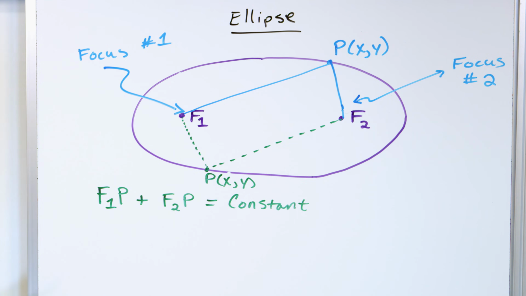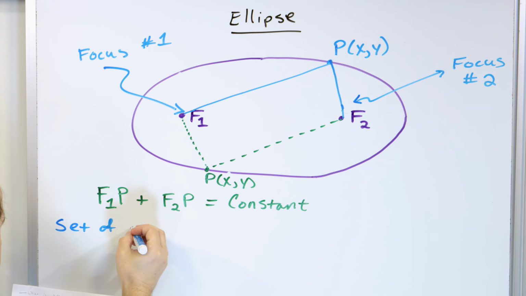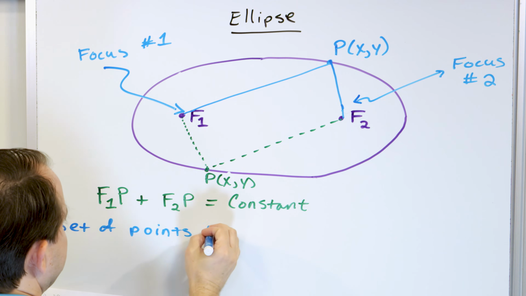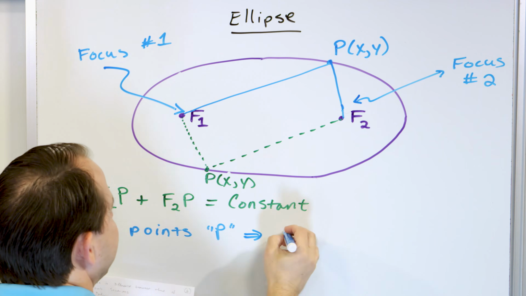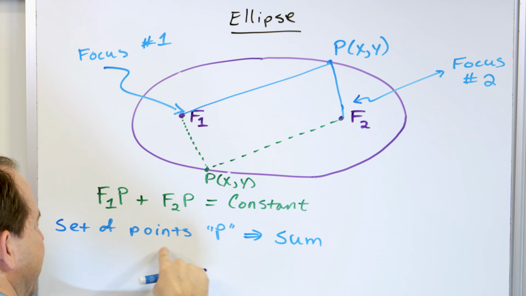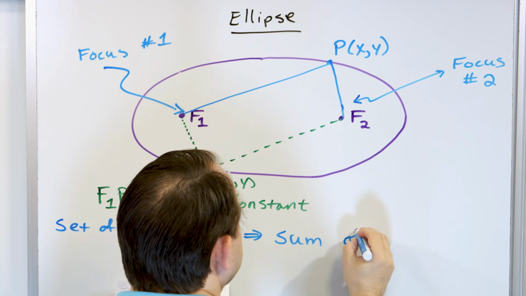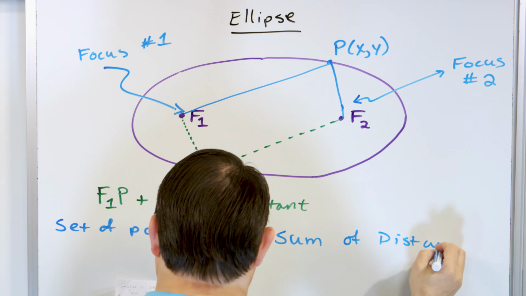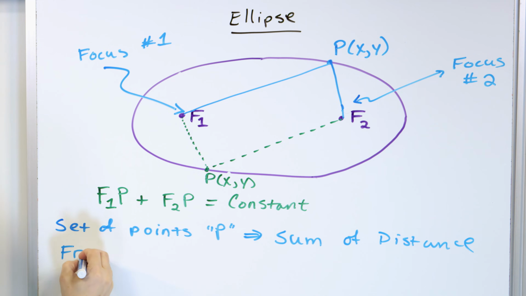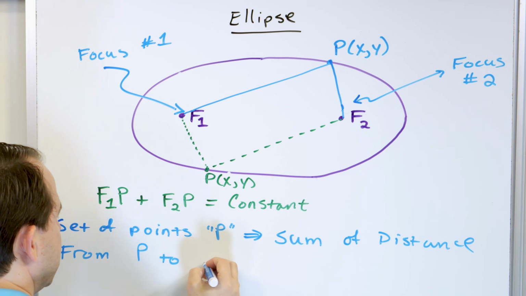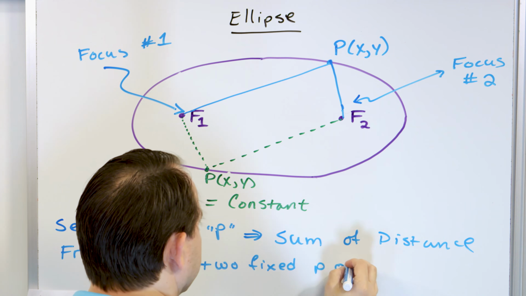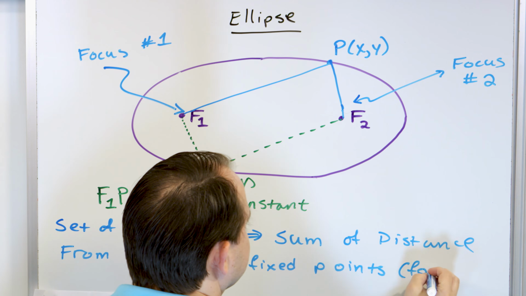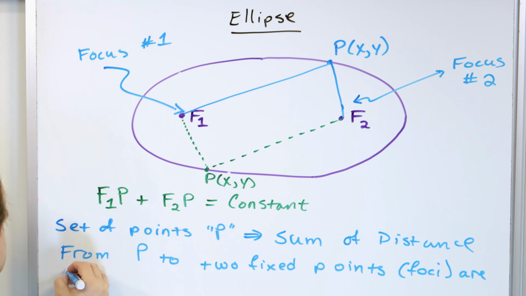Now, if you wanted to write in words what it means, what you would see in a book, an ellipse is the set of points P. It's always going to be the set of points P, where the sum of the distance from P to 2 fixed points, and these are called the foci, are the same.